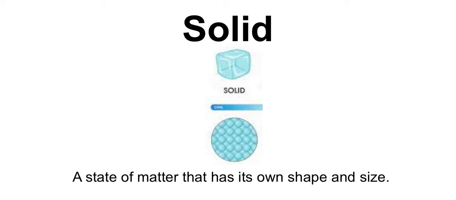A solid is a state of matter that has its own shape and size. So if you think in terms of something that's solid, you can think about the table or your toothbrush or an ice cube.